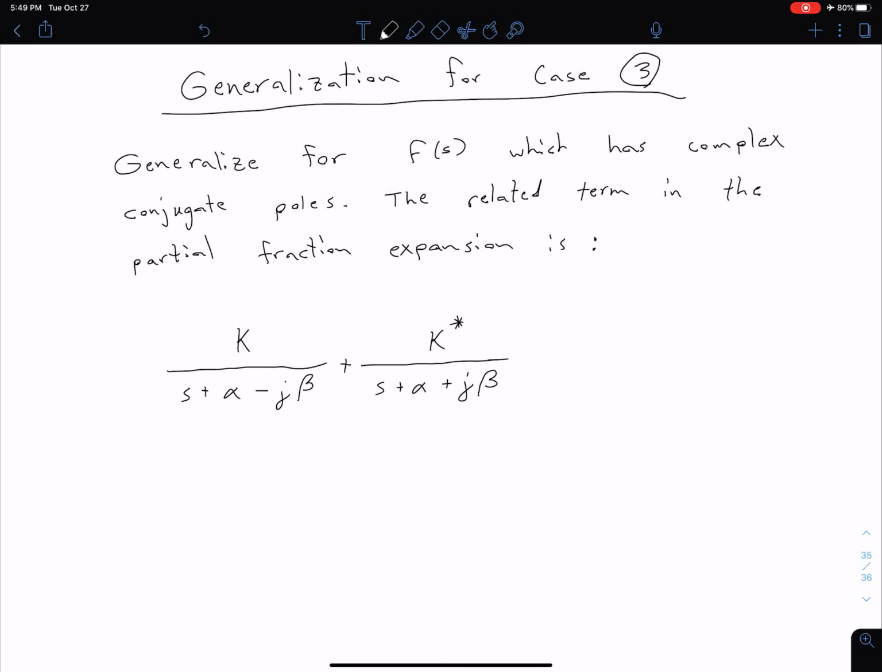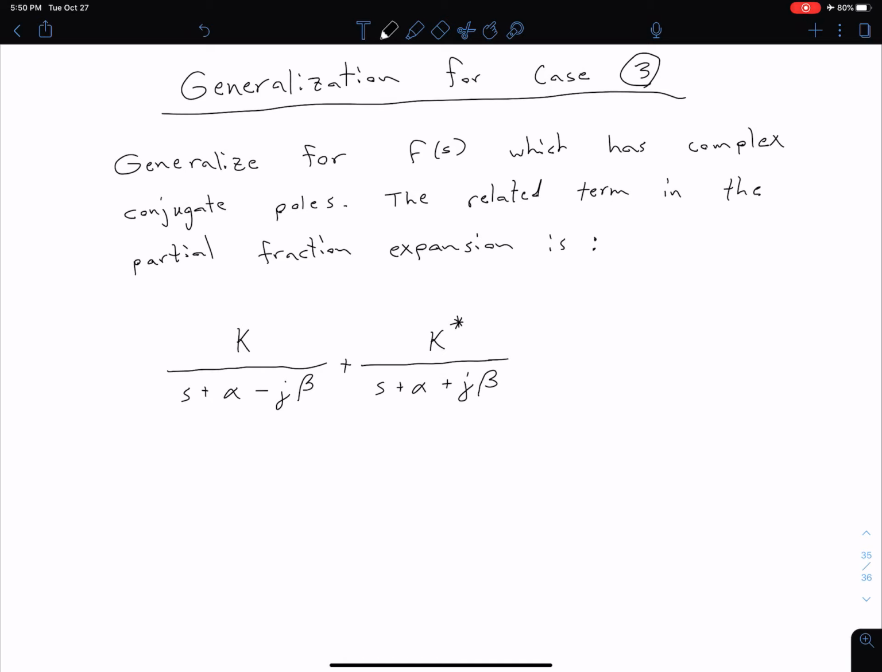So that was a lot of work in our previous video to analyze the case where we had complex and distinct poles. So what we want to be able to do is make a generalized equation for this case. So let's consider some F of s which has complex conjugate poles. So it's then going to have related terms in our partial fraction expansion that look like this below.